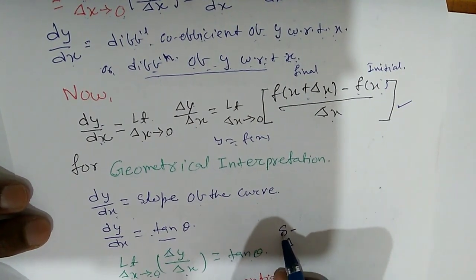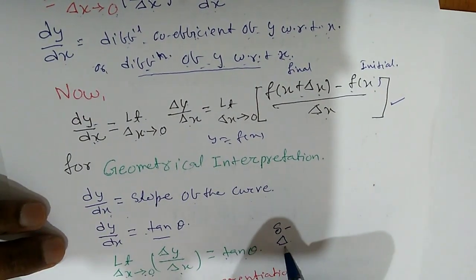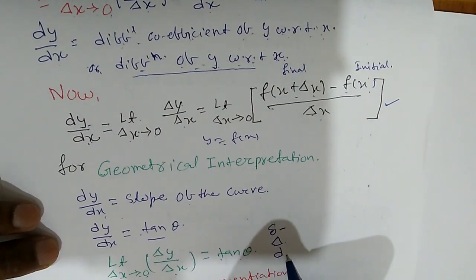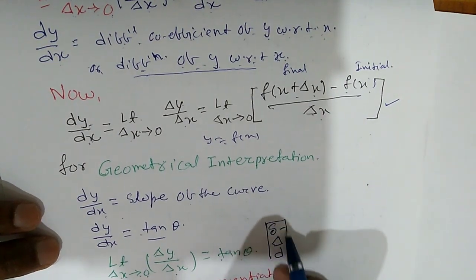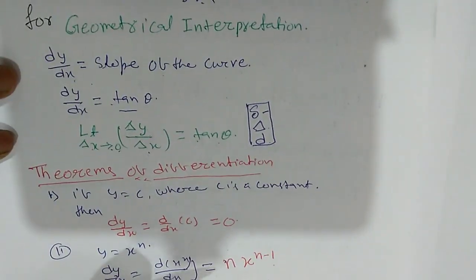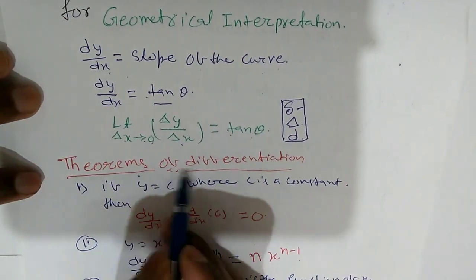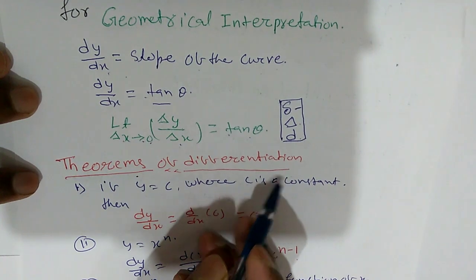This one is called partial differentiation, and this one is for small changes, and finally we write d for differentiation. All these are three types. This is called the del operator. Next one is the theorems of differentiation.